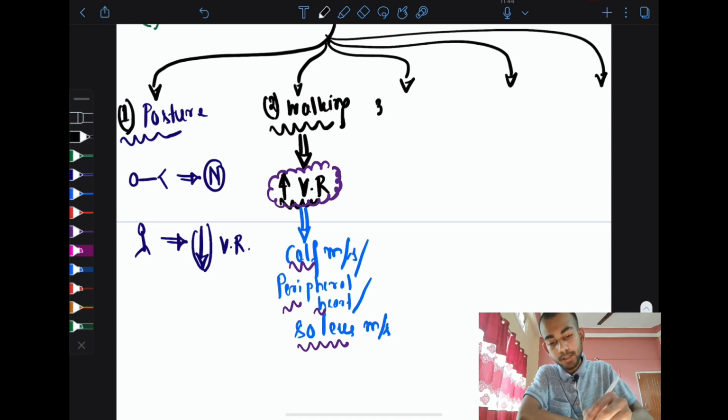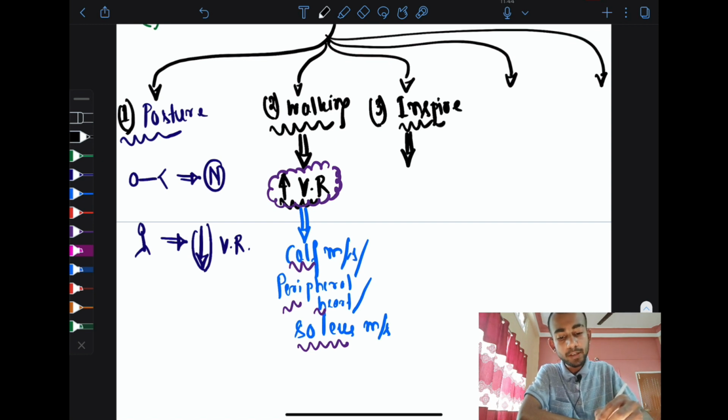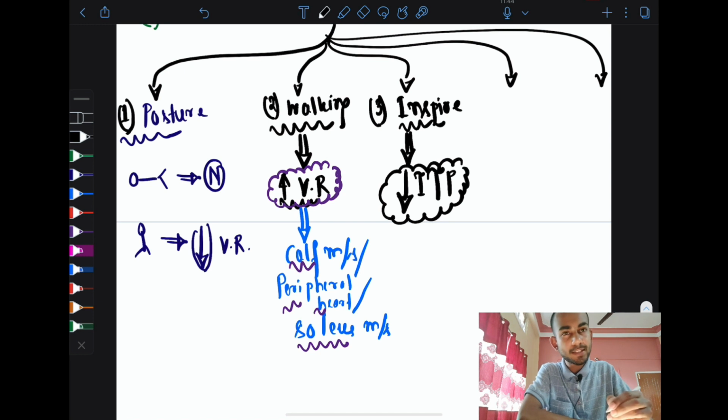Now, point number 3 is the inspiration. Whenever we inspire, guys, the venous return increases. Why is this so? While we inspire, there is a decline in the intrathoracic pressure. When we inspire, the intrathoracic pressure decreases, right? And due to this decline, the veins pull the blood towards the heart, thereby increasing what? The venous return.